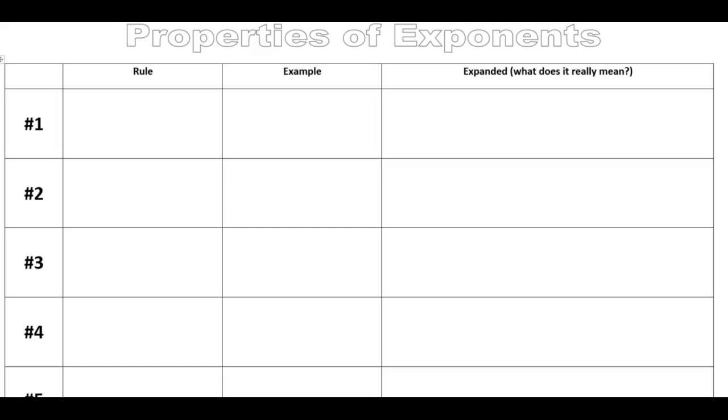So I'm going to give you a rule that you can apply to all scenarios of that exponent. And then we're going to do an example and an expanded version so we know what it is really asking me to do. So the first rule that I'm going to give you is b to the m times b to the n power.